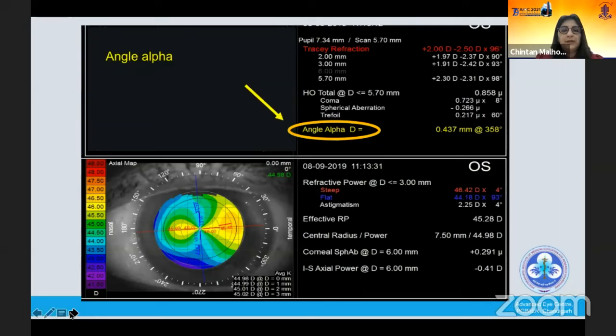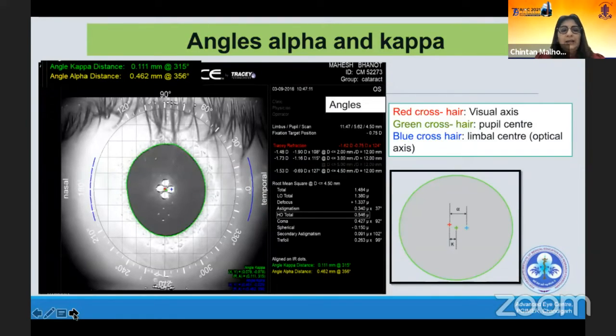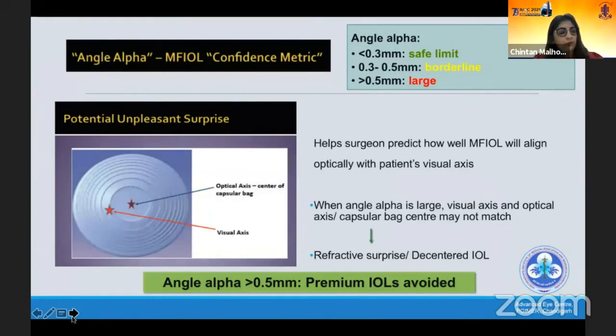Now, angle alpha is basically a metric of how well the bag IOL will center in the eye. There's another screen in addition to the Chang analysis where the angle alpha and kappa are demonstrated. The angle alpha is basically the angle between the visual axis and the center of the limbus, or the geometric axis. And this is where the IOL will center. This is important in IOL planning because it is a metric of the confidence of putting in multifocal IOLs.